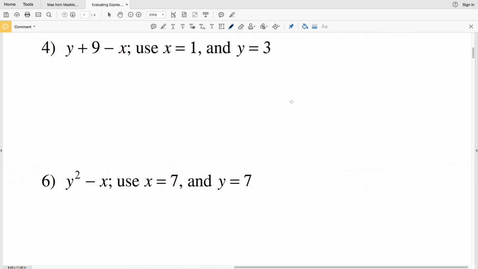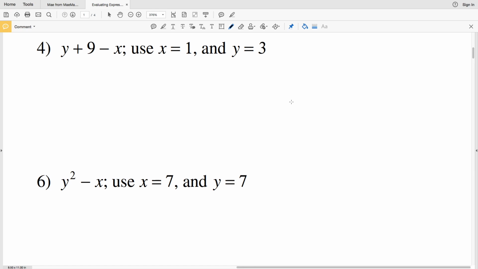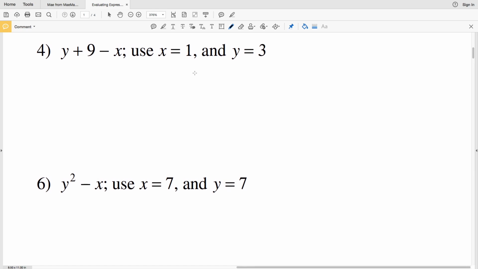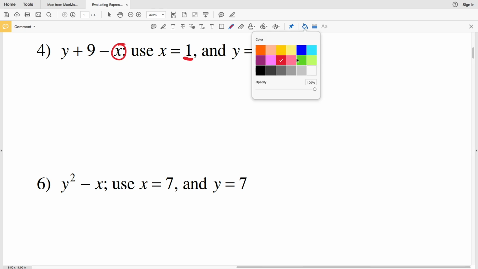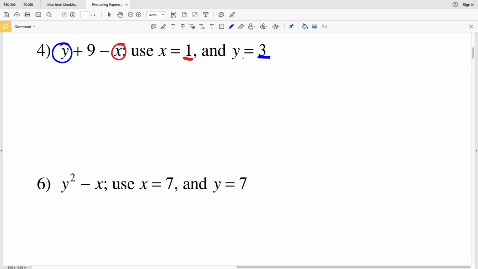4 says y plus 9 minus x. Use x equals 1 and y equals 3. So again, our x variable is going to be 1. So x has a value of 1, so we're plugging that 1 in for x in the expression. Y has a value of 3. So we're taking 3 and plugging that in for y in the expression.